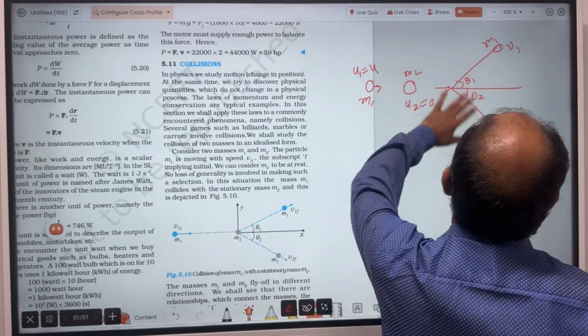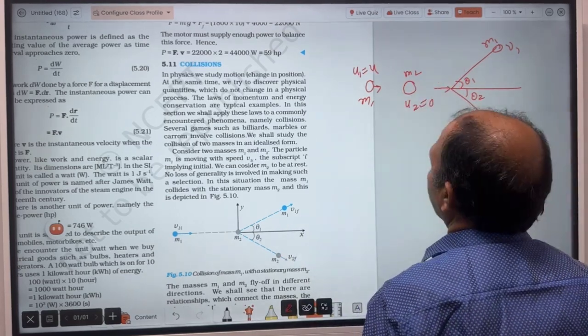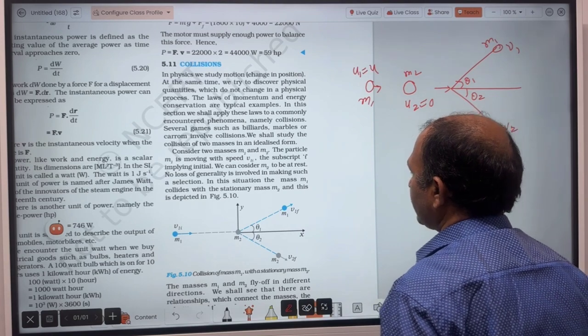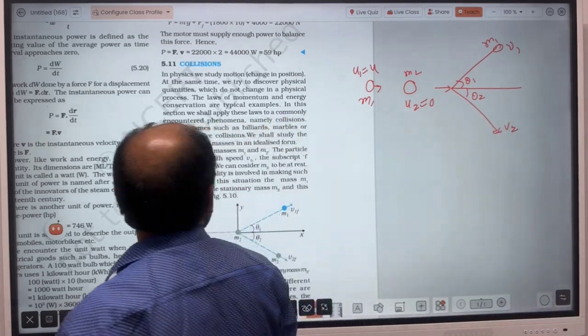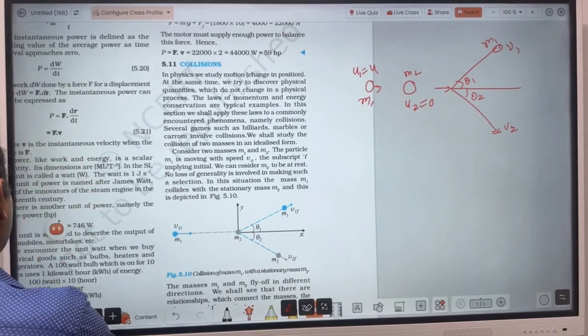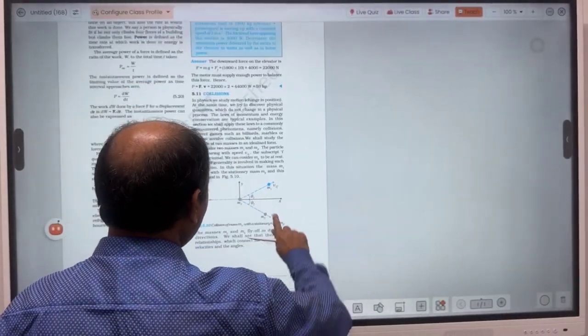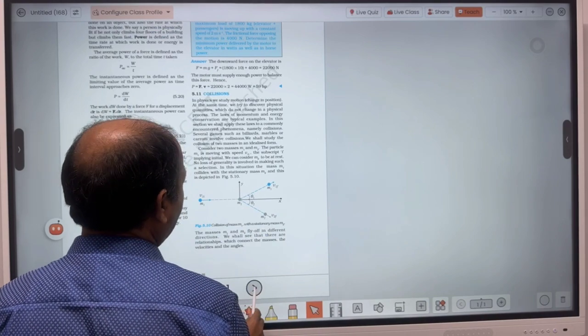So here this type of collision will be a two-dimensional collision. Here we will restrict our studies first to one dimension, and after that we will go to two dimensions. So when we talk about one dimension, then what happens?